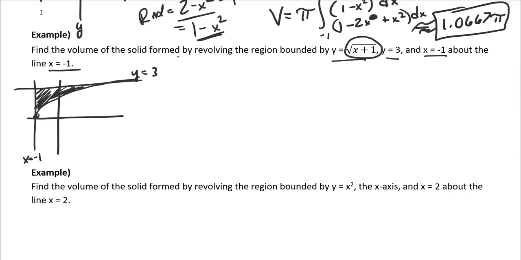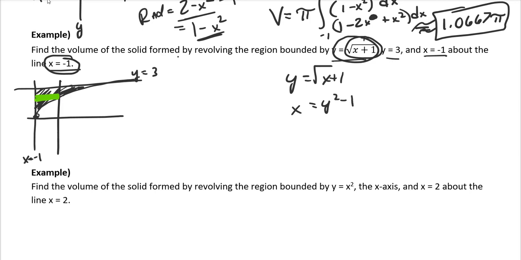So what does that mean? What type of rectangle am I going to use, or a circular disc? Because I'm revolving it around x equals -1, I'm actually going to create a horizontal rectangle. So I have to take this function, y equals the square root of x plus 1, and solve it for x. So that's going to be x equals y squared minus 1.